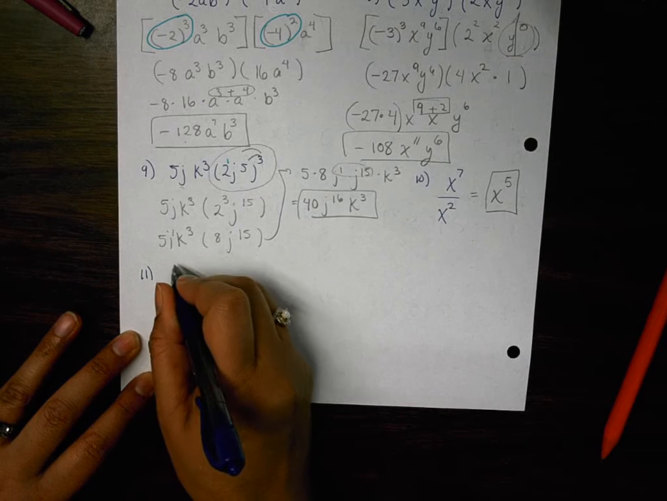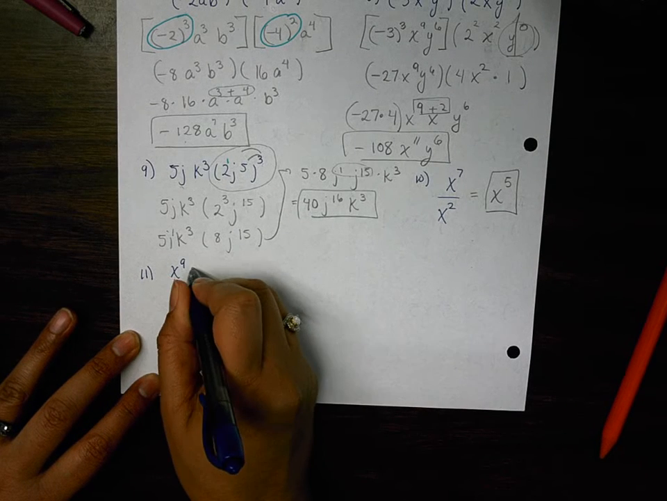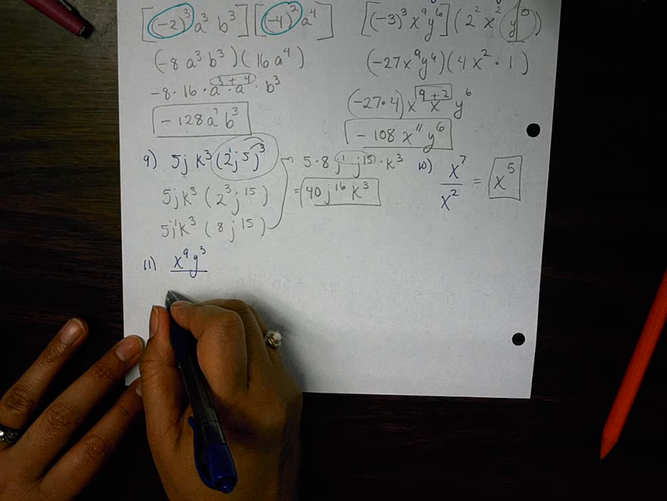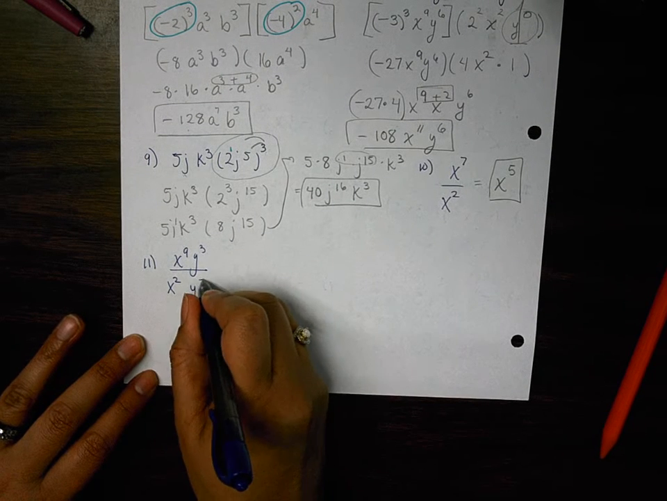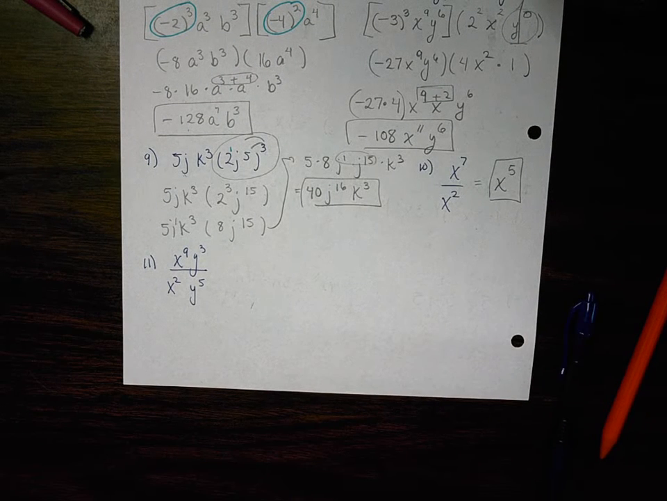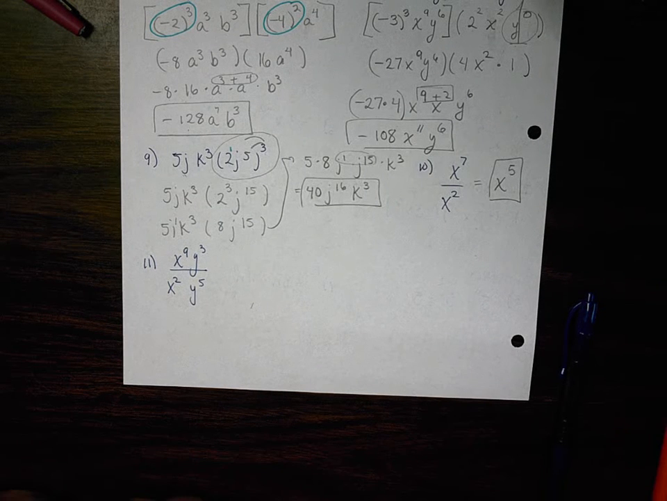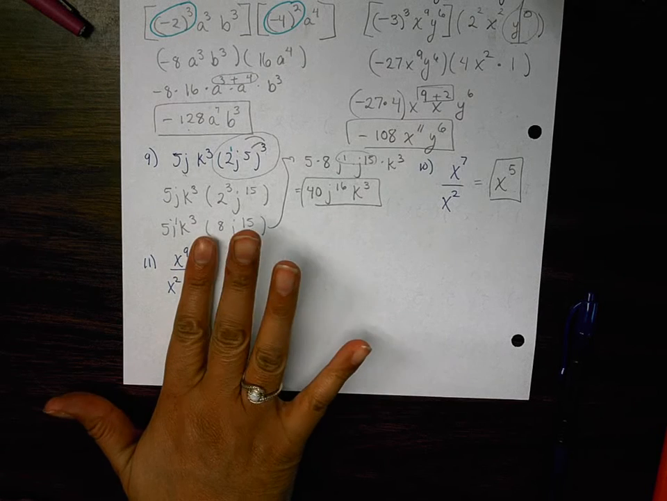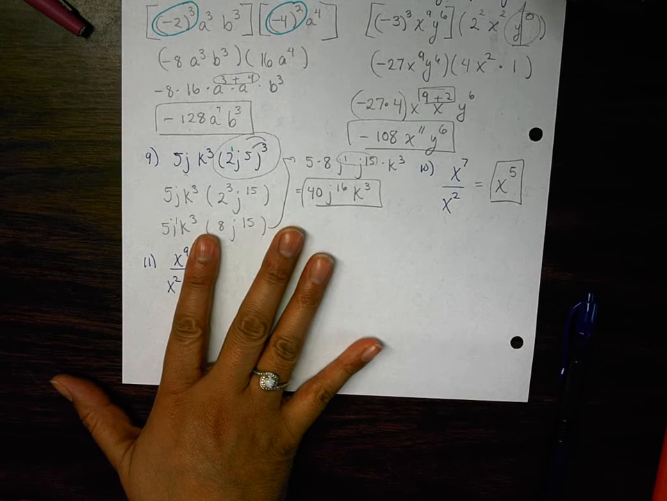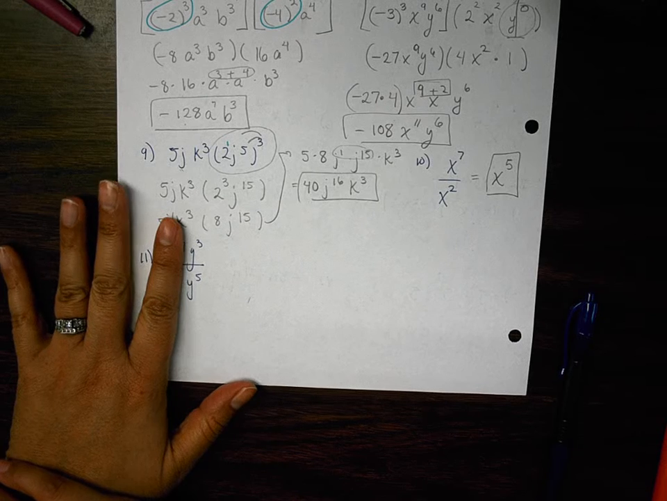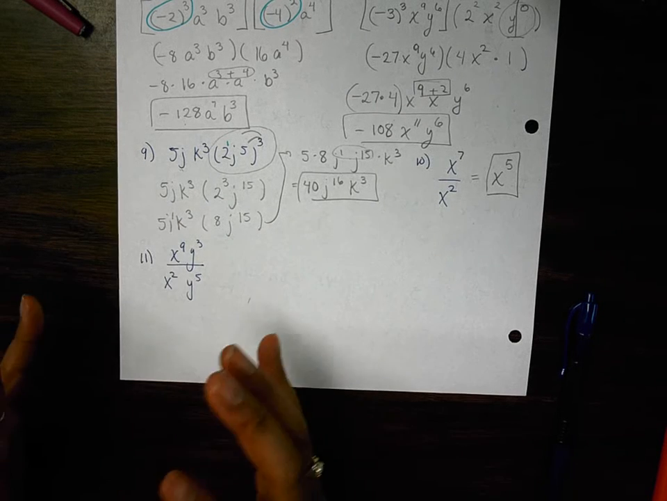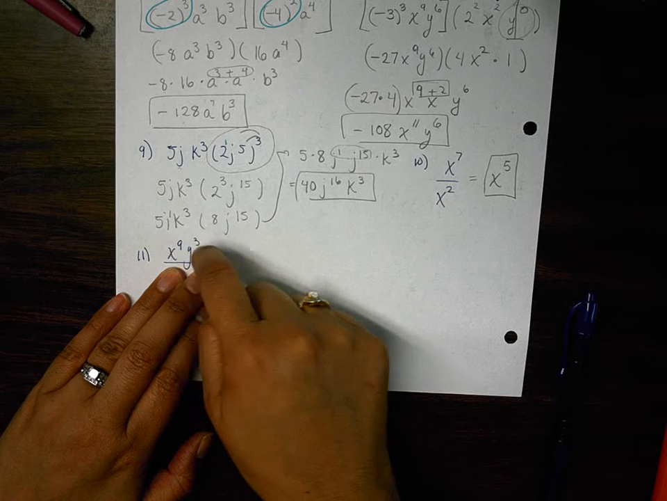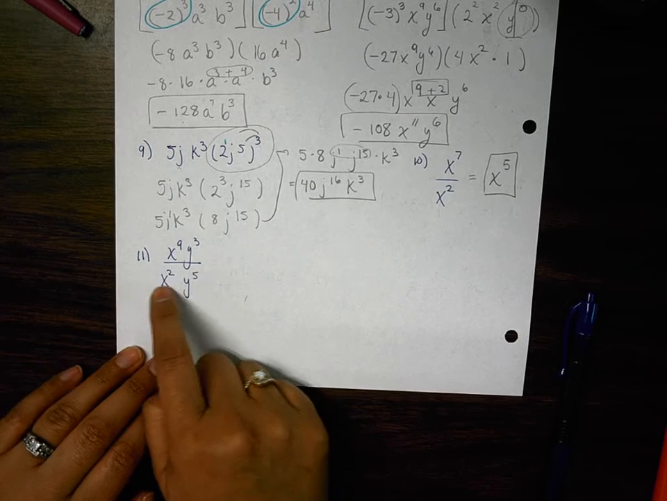Okay. 11, x to the 9th, y to the 3rd, over x squared y to the 5th. All right. I only subtract exponents when I have like bases. Are those 2 like bases? Okay. Now I can only do all this when there's multiple pieces as long as there's no plus or minus. Is there no plus or minus at the top? No plus or minus at the bottom. We're going to subtract exponents.